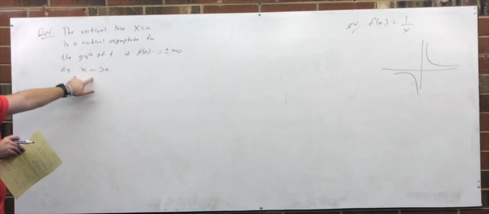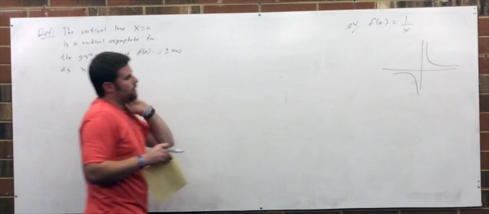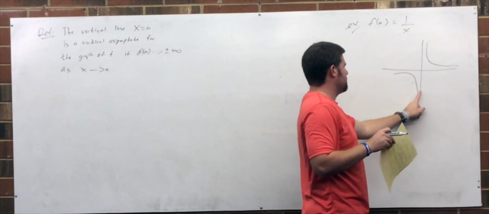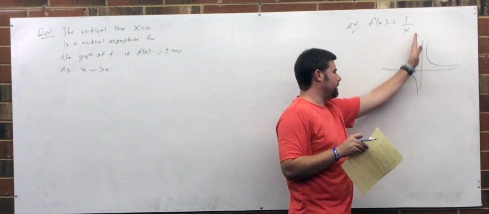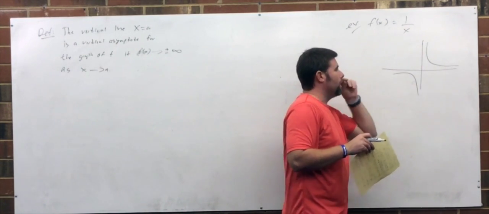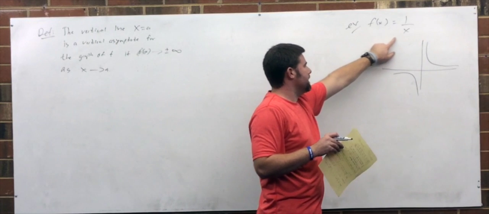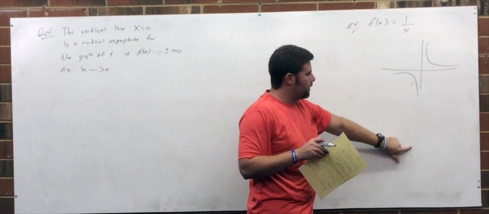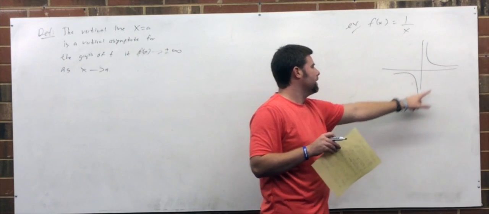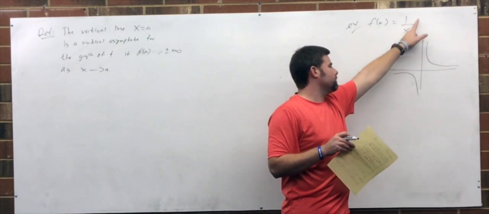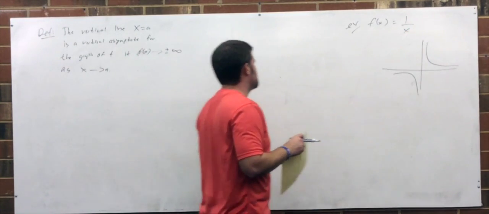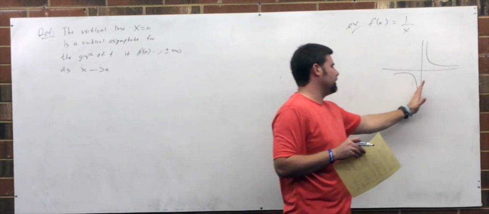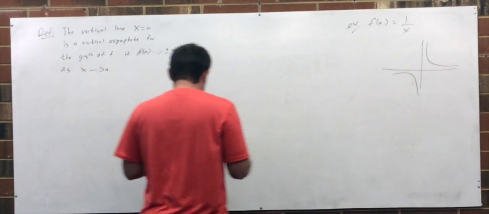as x approaches a. So in this situation we have one vertical asymptote, right? And it is the y-axis. Well, why is it the y-axis? Because as x approaches 0, this function on this side approaches negative infinity, and on this side it approaches positive infinity. So in this situation, our vertical asymptote is just the y-axis.